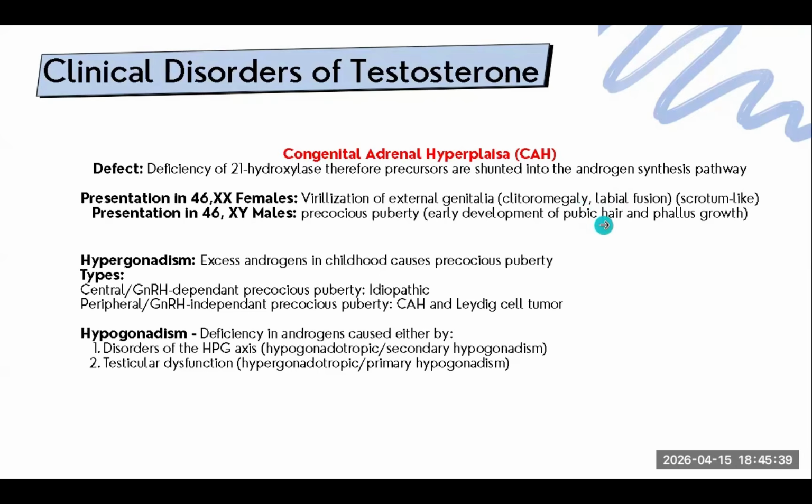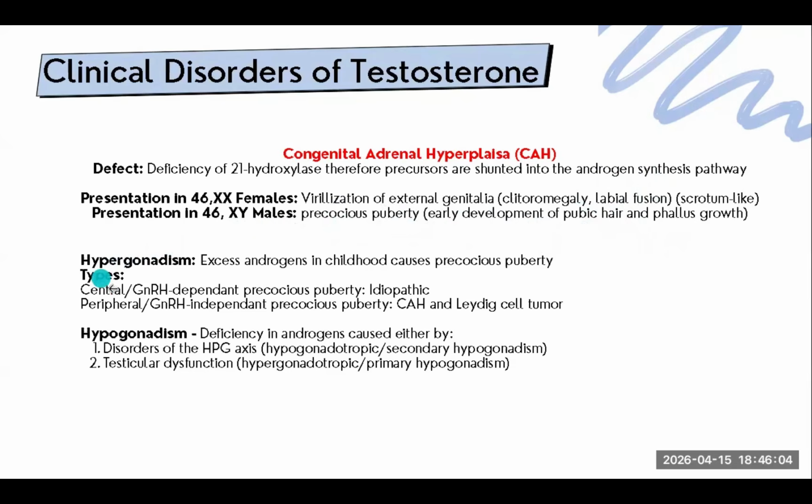You can imagine it in a way that the female genitalia is somewhat transitioning to male genitalia, scrotum-like, because of the increased androgens, okay? However, in males, they would present with precocious puberty, which simply means early development of pubic hair and phallus growth.